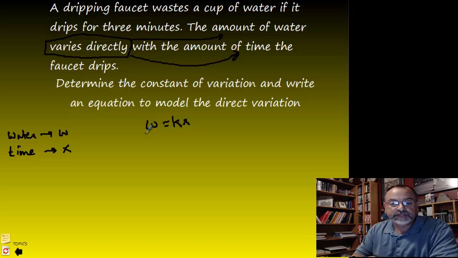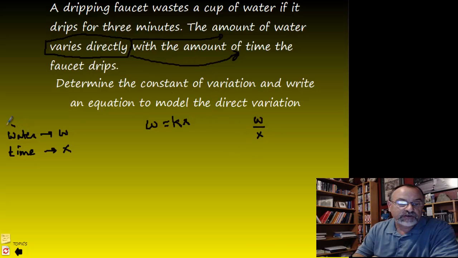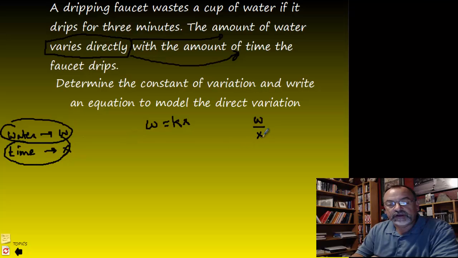So here's my equation. Now the model is going to be this equation with a value for k. So what I have to do now is find the value for k. I go back into the problem, and I remember that k is going to be equal to y over x, or in this case, W over x. So I need to go back into the problem and find a value for water wasted that I can put in here, and a value for time that will give me my k. Well, it says right here, a dripping faucet wastes a cup of water.